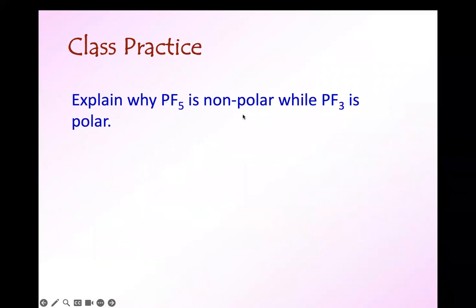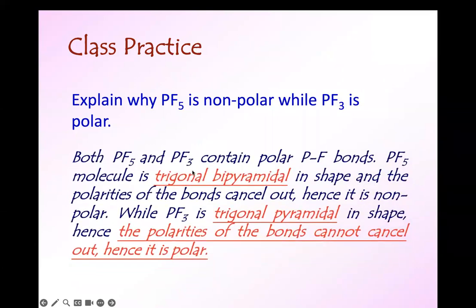Explain why PF5 is nonpolar while PF3 is polar. Now, we have to think about the shape. For PF5, the shape is trigonal bipyramidal, while PF3 is trigonal pyramidal. So they have different shapes.